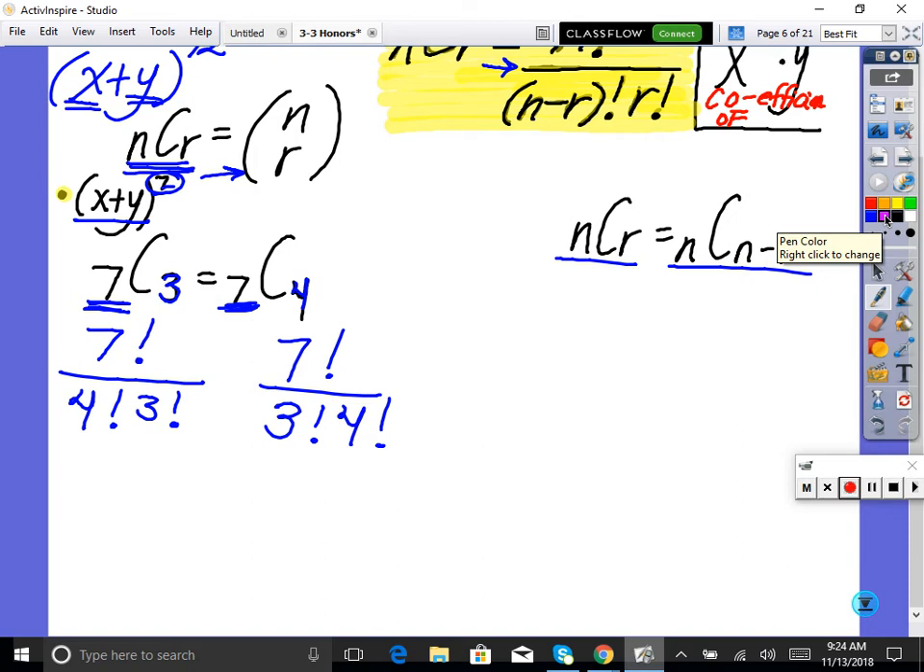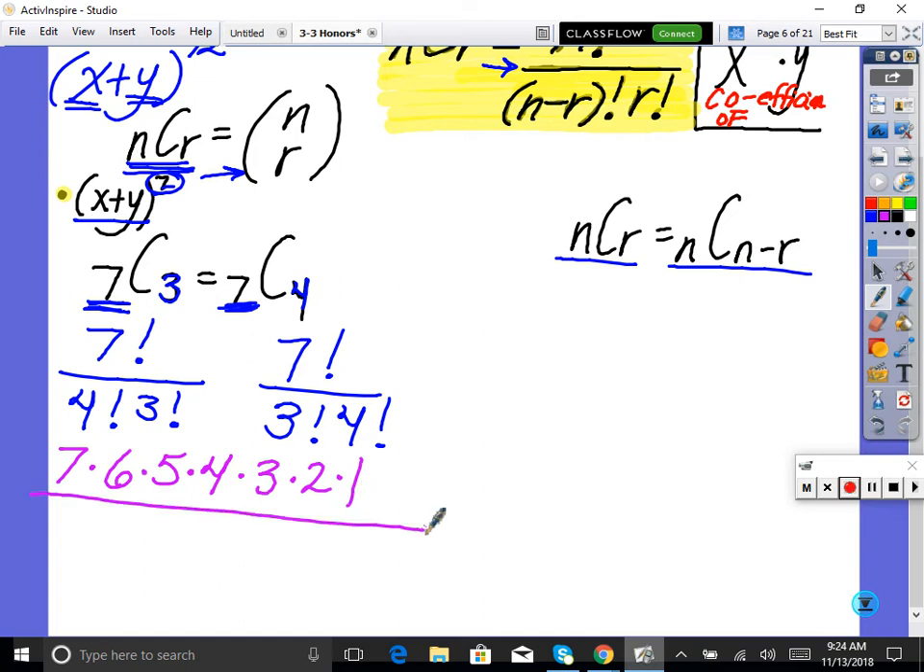So here's how this works. 7 factorial is 7 times 6 times 5 times 4 times 3 times 2 times 1. That's what a factorial means by definition. You just multiply all the way down to 1. So now we have a 4 factorial. So I'm going to write that right here. Isn't that 4 times 3 times 2 times 1? And then 3 factorial would be 3 times 2 times 1.